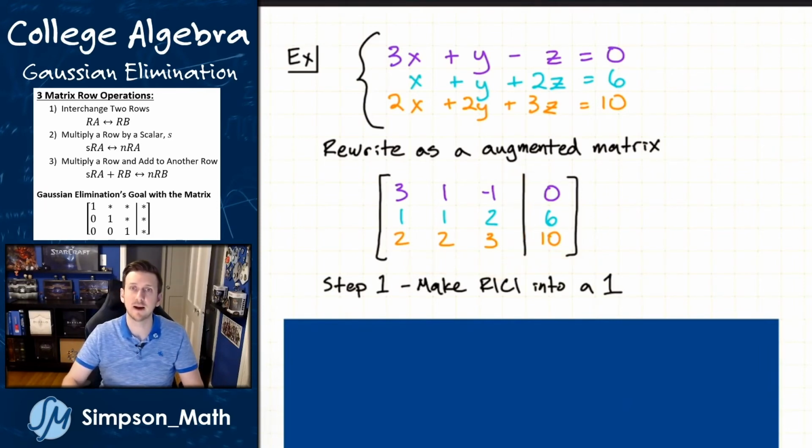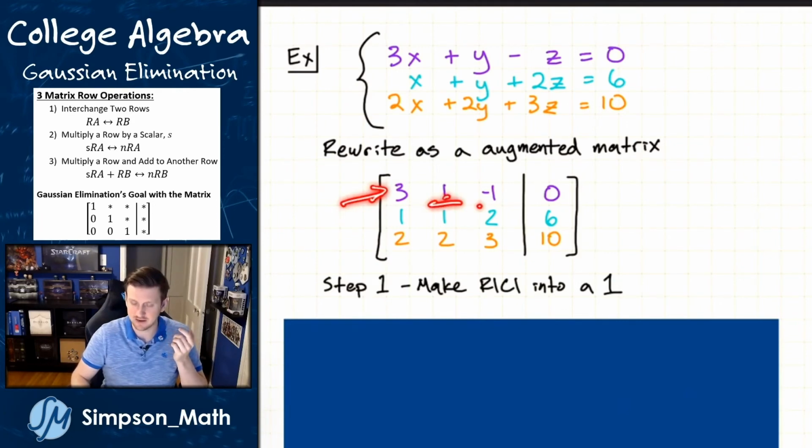All right, so my first goal is to make R1, C1 a 1. So this top left corner, I need that to be, oh, I misspoke. Top left corner, I need that to be a 1. I'm looking right at it and I said 0. So I need this to be a 1. In my opinion, take the path of least resistance. Sure, I could multiply this by 1/3, but then look what kind of fractions you're creating. What do you see? What's the path of least resistance?